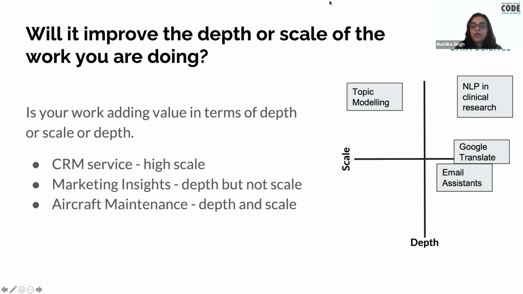And the other piece I like to think of is how will you improve the depth or the scale of the work you're doing?